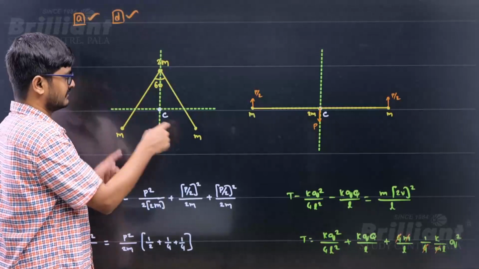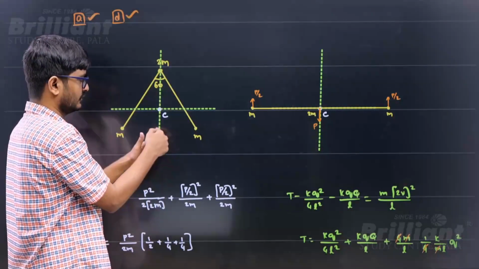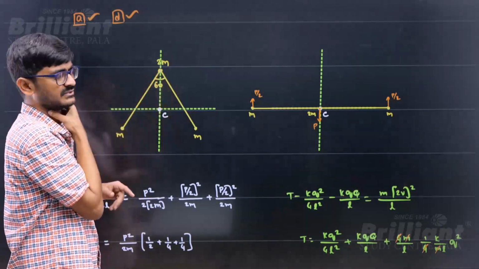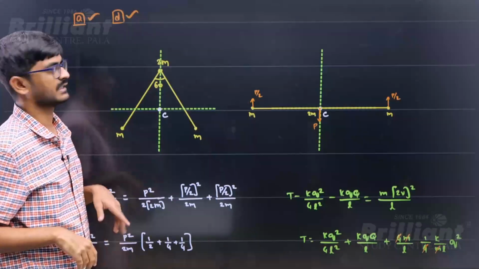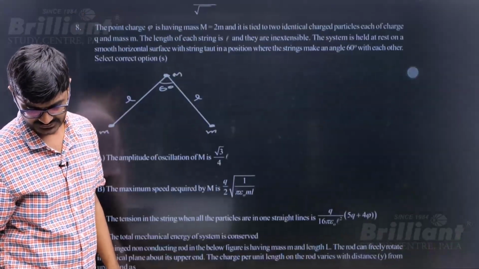The center of mass of these two particles will be here. The center of mass of, that is 2m. So the center of mass of these two will be exactly at the center. This distance you know, right? So all those things you can calculate. From there, options A and D I have directly written. So what are options A and D?